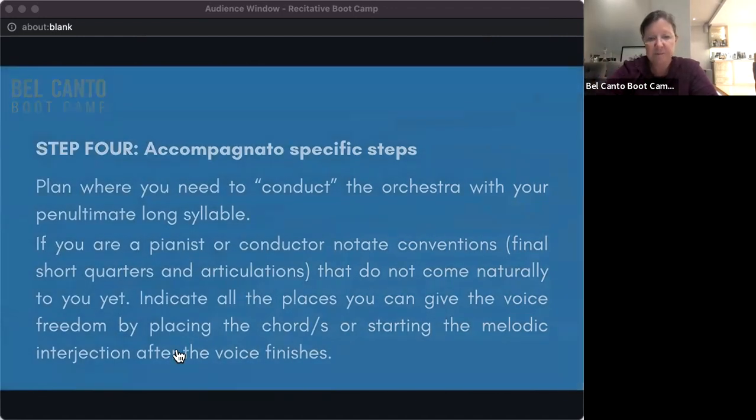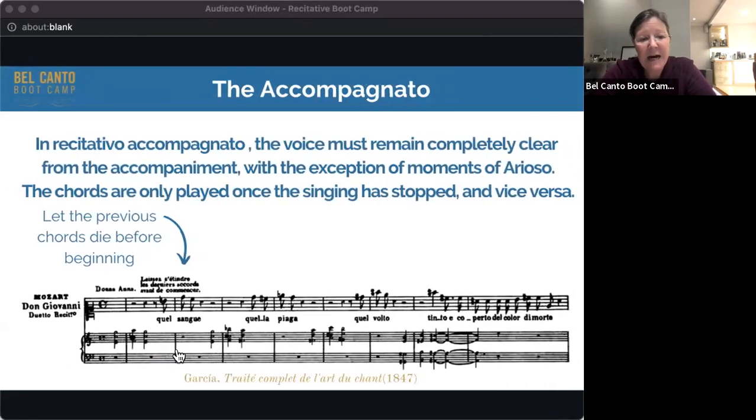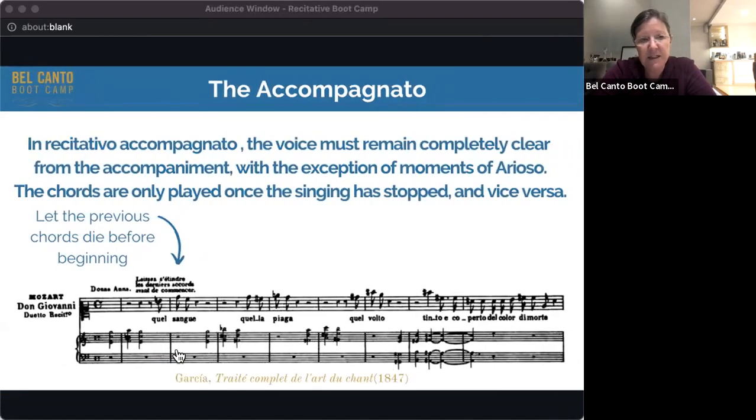Why do we know that? This is Garcia in his treatise from 1847, saying, in recitativo accompagnato, the voice must remain completely clear from the accompaniment, with the exception of moments of arioso, that is little moments where it sounds like a tiny little aria enters into the recitative. The chords are only played once the singing has stopped and vice versa.